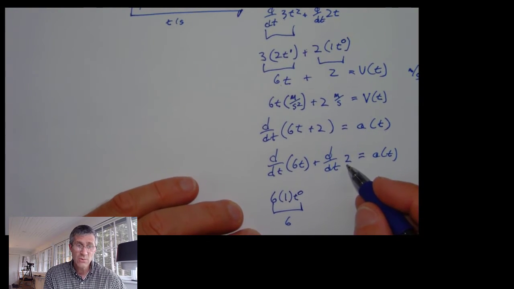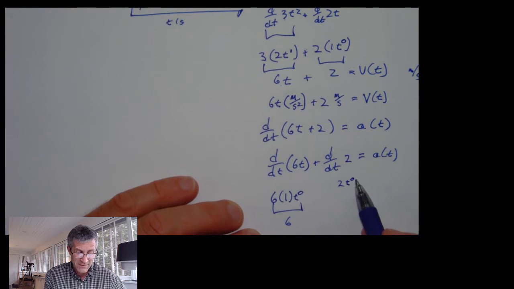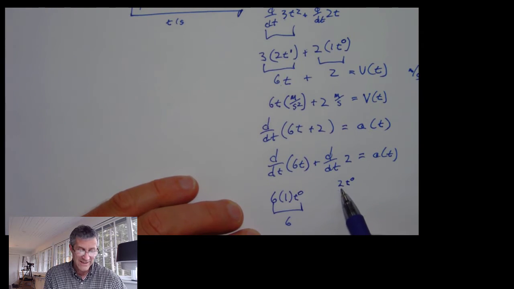What happens here? Well, I have 2. I could think of this as 2 times t to the 0, if you like. I'm going to multiply 0 times all of this, and that's just going to go away, 0, right? So when I have a constant and I take the derivative of that, it becomes 0.